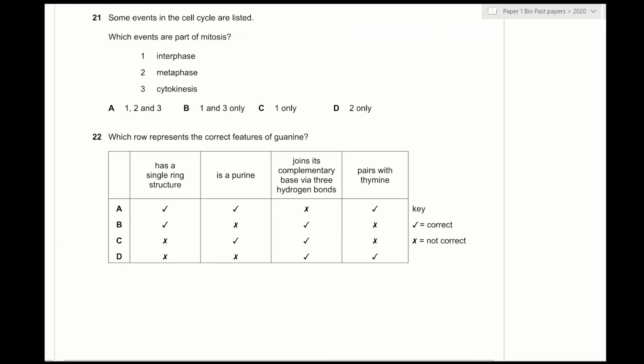Some events in the cell cycle are listed. Which events are part of mitosis? So, as we know, mitosis is prophase, metaphase, anaphase, and telophase. Therefore, metaphase is the only correct answer, and the answer is going to be D.